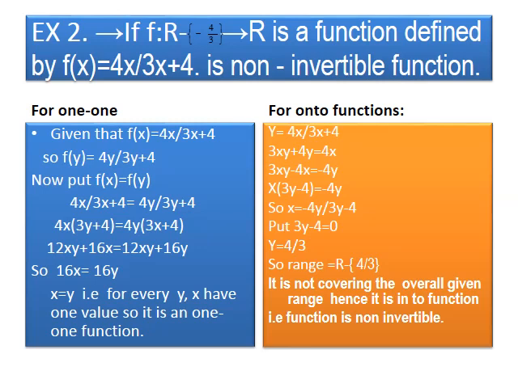Now this is a rational algebraic function, so we have to put the denominator equal to 0. After putting the denominator equal to 0, we get y = 4/3.